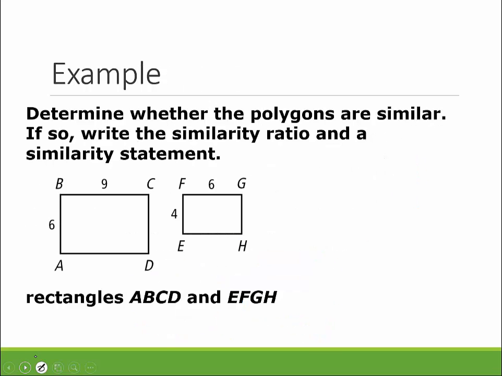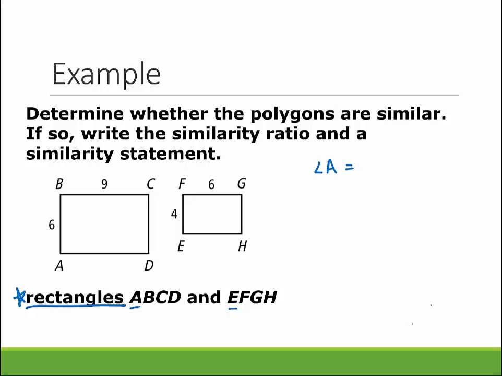So in these examples, we're going to tell if the shapes they give us are similar. So determine whether these polygons are similar. If so, write the similarity ratio and a similarity statement, which is just like our congruent statements that we've written before. So they tell us that both of these shapes are rectangles. Very important, because if you notice, they don't give us anything about the angles. But because we know they're rectangles, I know that the angles all have to be 90 degrees. So the ones that correspond go with the letters that they gave us.